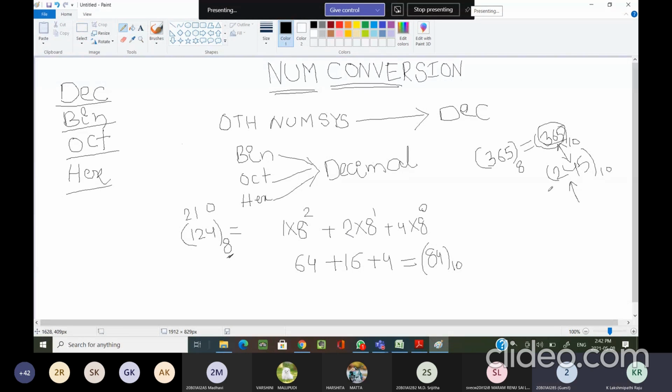Are you following what I'm saying? Yes, sir. Then how did you get this 365? Can you tell me the procedure? What have you done? 5 into 10 power 0 plus 6 into 10 power 1 plus 3 into 10 square. Why have you taken the weights as 10 power 0, 10 power 1 and 10 square? What is the given number system I have given? I thought decimal, sir.